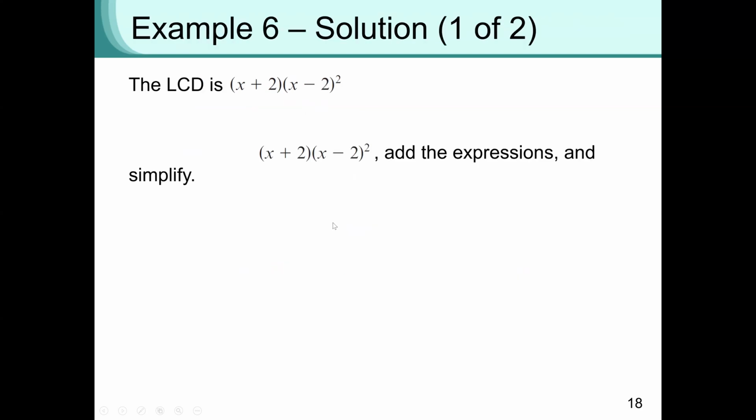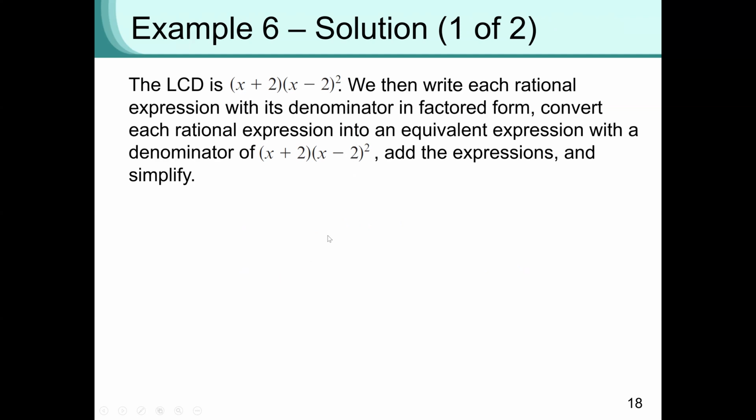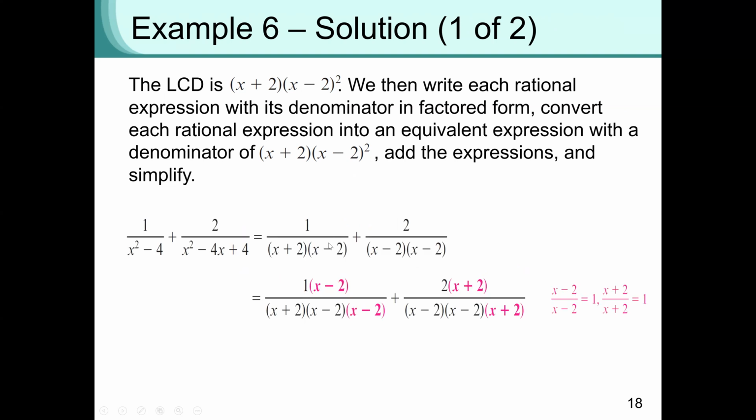So if we know this, then we know the LCD. Remember, we have the perfect square, we have s plus 2. So the LCD will be s plus 2, s minus 2 all squared. And then from here, this is the question. We can write our expression: s plus 2, s minus 2, s minus 2, and s minus 2.